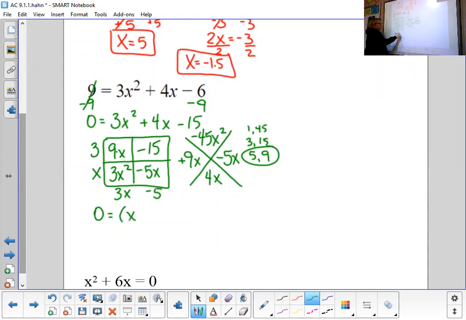Okay, so the bad news is that's just getting me to the point where I can solve it. That's not the solving process yet. So now I have it in factored form, and it's equal to 0. So that means one of my 2 parentheses has to be 0. So that means x plus 3 could equal 0, or 3x minus 5 could equal 0.